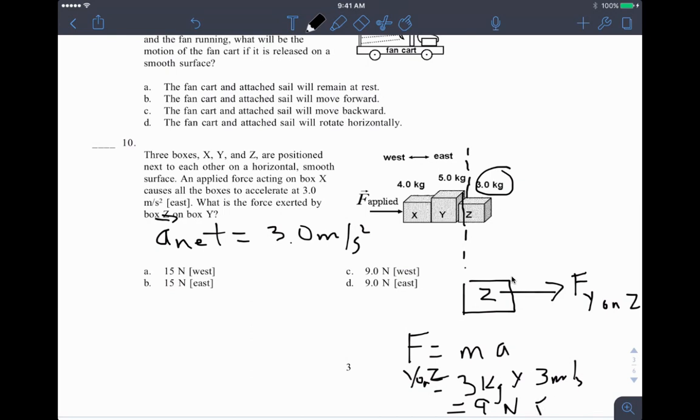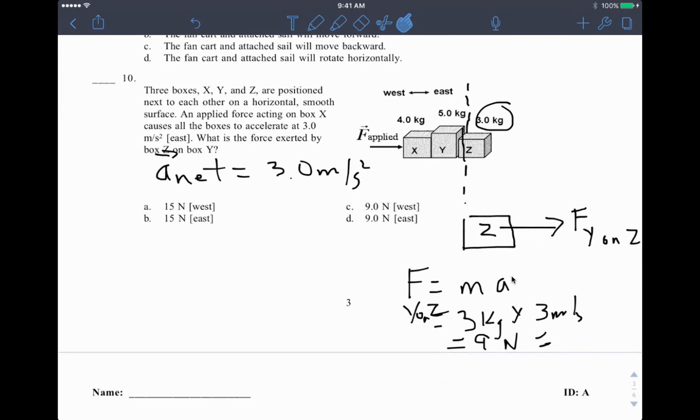So if I'm trying to figure out how hard Z pushes back, then Z will push back in the equal and opposite direction. So the correct answer here should be 9 newtons to the west.